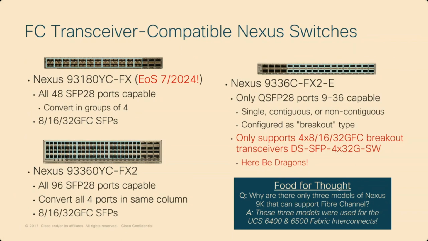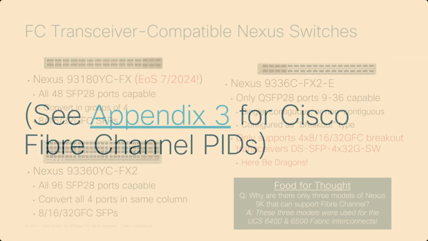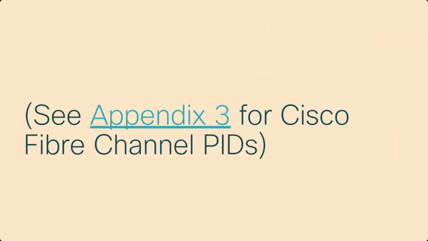So typically, if we didn't have UCS, we probably wouldn't have any Nexus switches that support fiber channel at all. It would just be the MDS switch line. But because of the need for having a UCS fabric interconnect, we had to have certain models of Nexus switches that those fabric interconnects were based on that supported fiber channel. So that is why we only have 3 models, because those became the UCS 6400 and 6500 fabric interconnects respectively. Makes sense. Got it.